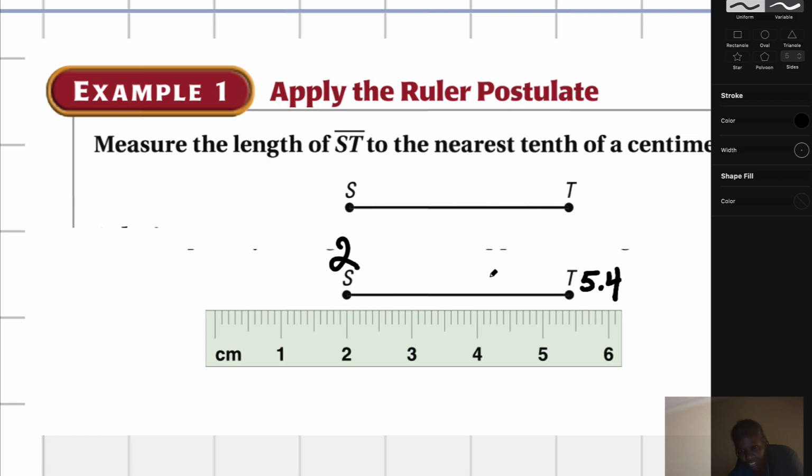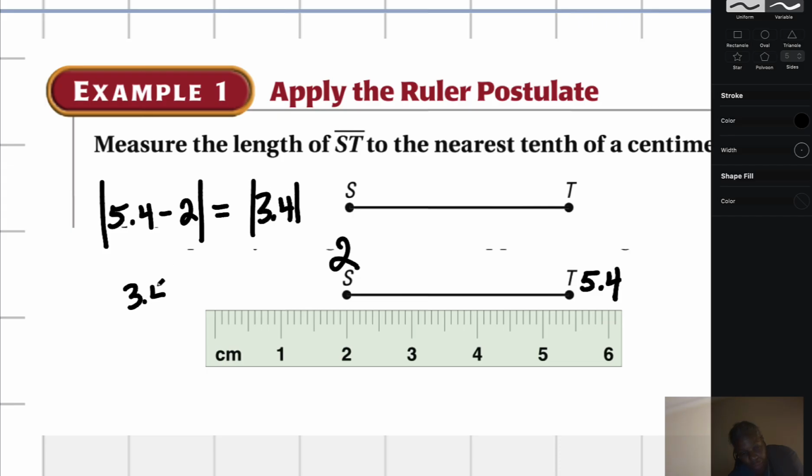If you remember, finding the length is finding the distance, and we're going to take the difference between these two numbers, but we're going to make sure it's the absolute value of it. 5.4 minus 2 is equal to 3.4, and the absolute value of 3.4 is just that, 3.4. Therefore, ST, remember with no line means the length, the length of segment ST is 3.4. Let's look at the next example.